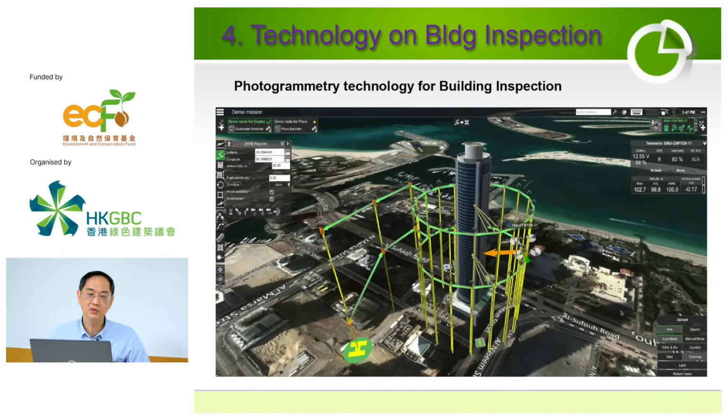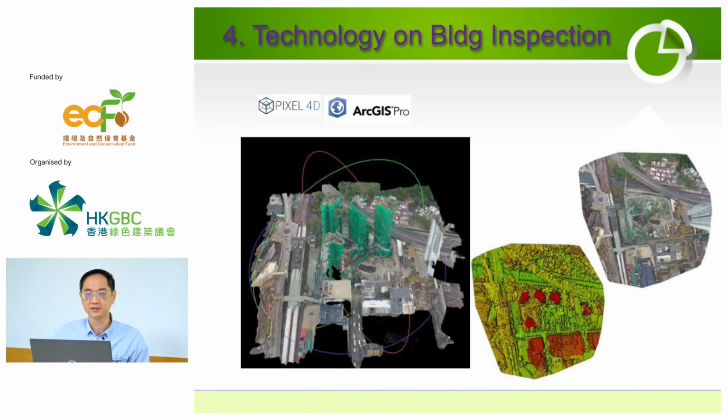Now, we move on to the building inspection. As I said, we are going to adopt the photogrammetry technology for the building inspection in order to make a 3D mesh model of the building. Not only for the building, we also want to put it into the GIS software or environment. For example, here, after we use Pix4D to do the processing, we'll put it into ArcGIS Pro. And then we will later have different analysis for the 3D model.